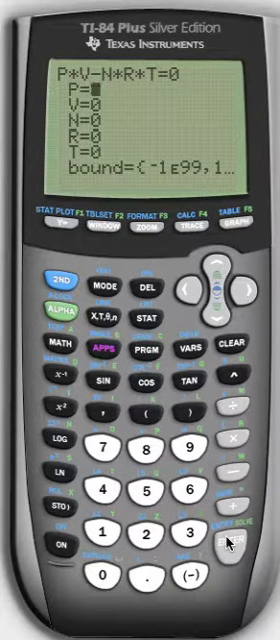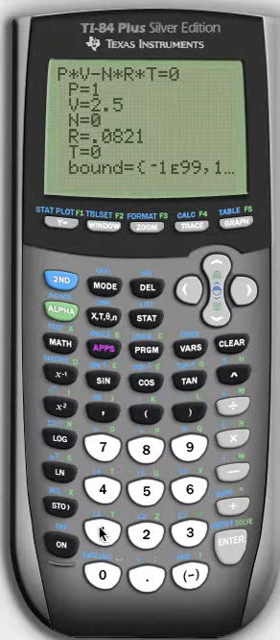Let's set this up first of all, because we know in the ideal gas law, R is always going to be the same value. So let's put that in there, 0.0821. And then let's pick some values. Let's say that the pressure is going to be 1 atmosphere, so we'll put 1 in there. Let's say the volume is 2.5 liters.